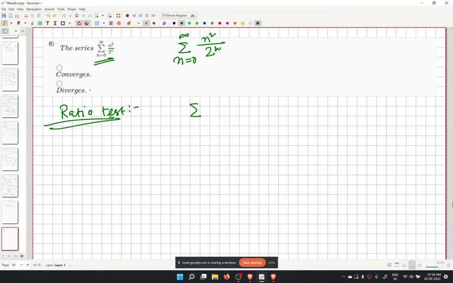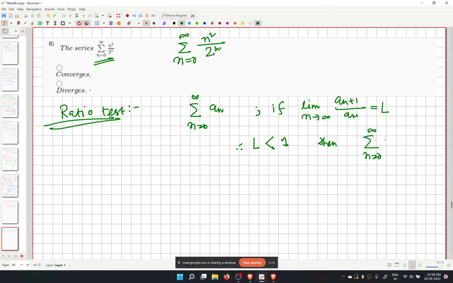So what this tells is that for a series, if the limit as n tends to infinity of a n plus 1 over a n is L, then we have conditions. If L is less than 1, so if the limit of this ratio is less than 1, then the summation of this sequence is converging. If greater than 1, then diverging, and if equal to 1, then this is inconclusive. So we can simply do this.